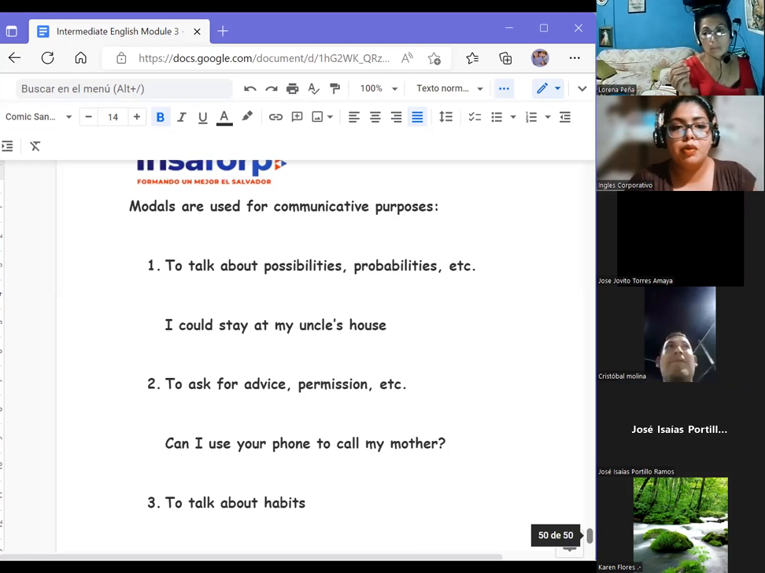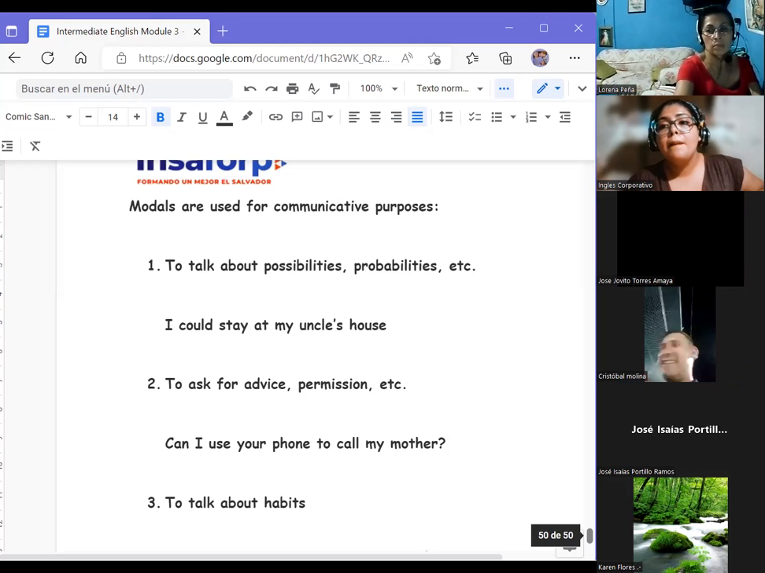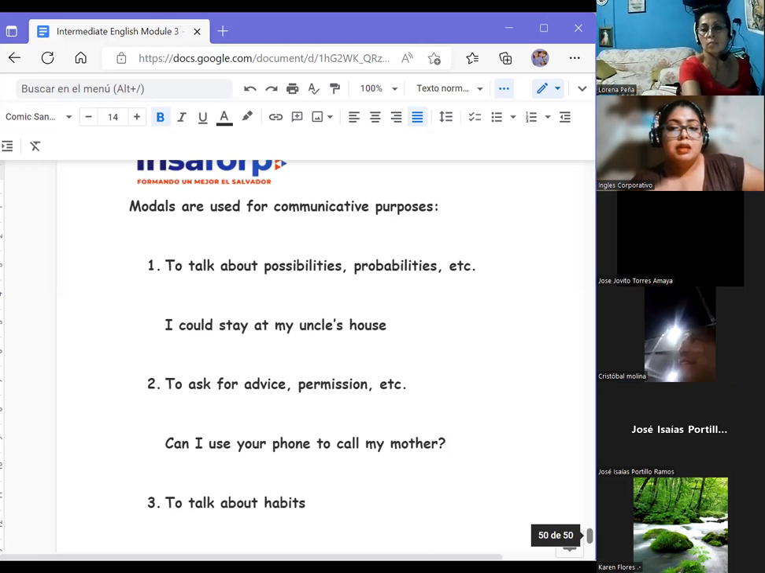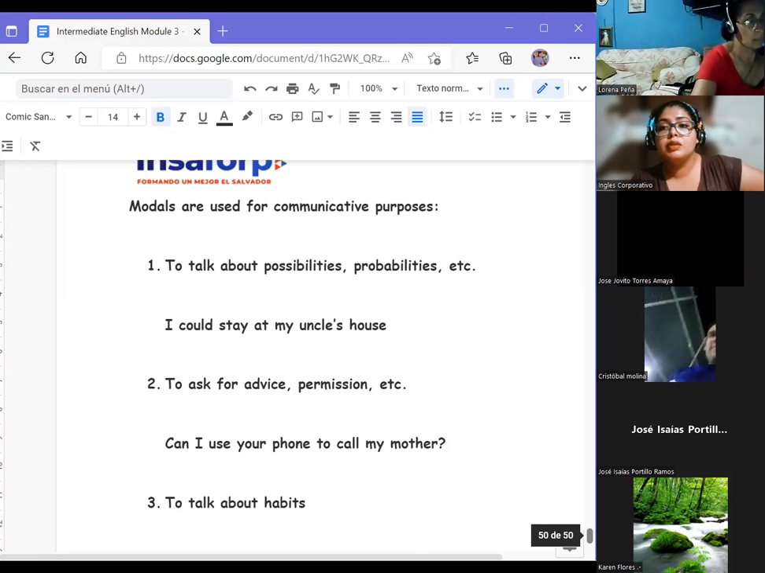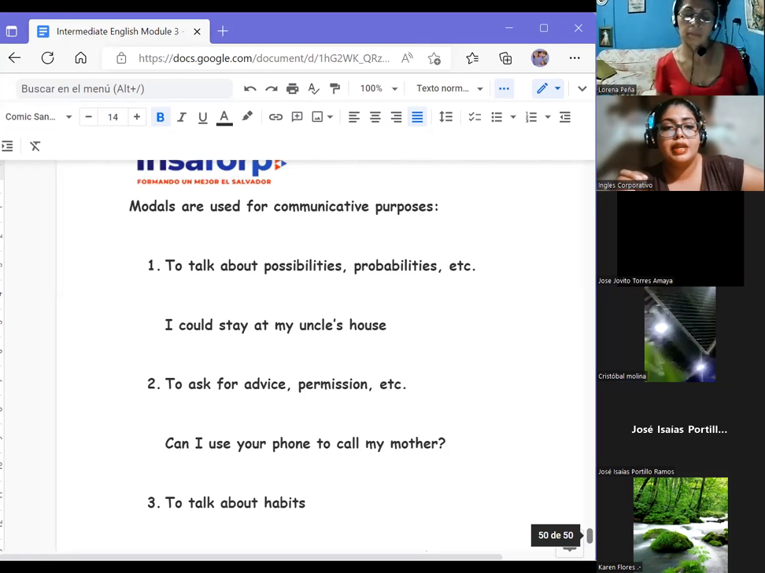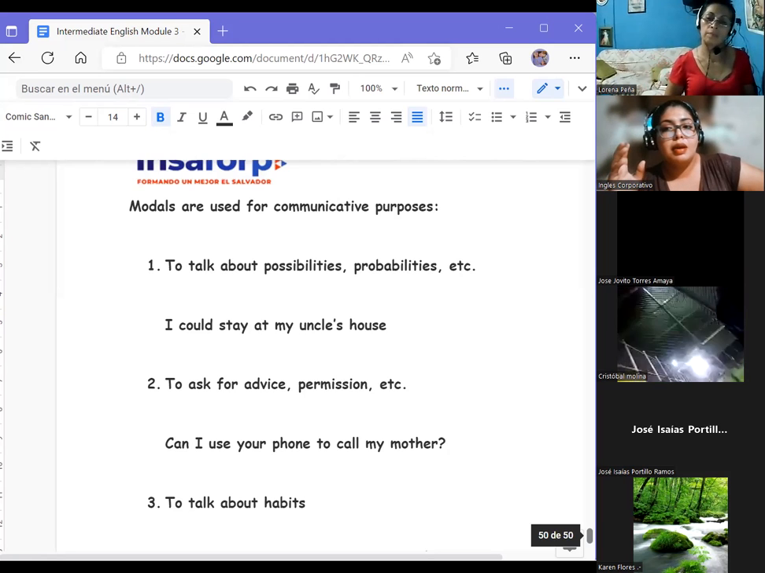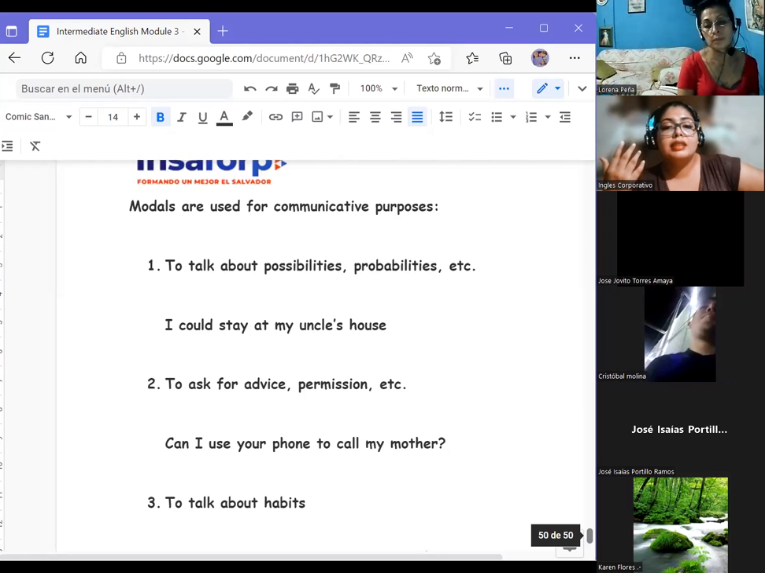Y tenemos nuestro ejemplo de que se va a quedar en la casa de su tío. En ese caso es una posibilidad de que se quede ahí, pero también es una probabilidad de quedarse, dependiendo de las acciones que lleven hasta ese punto. Luego dice que vamos a pedir un consejo o permiso de algo. En este caso, el ejemplo, can I use your phone, es preguntar o pedir permiso para utilizar el celular de alguien para llamar a mamá.